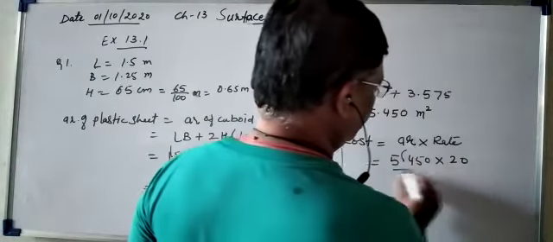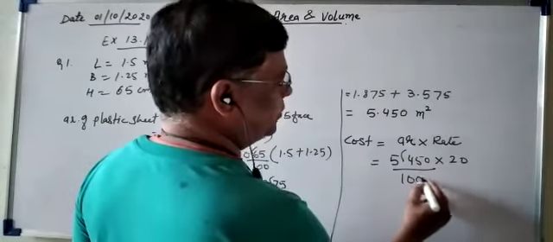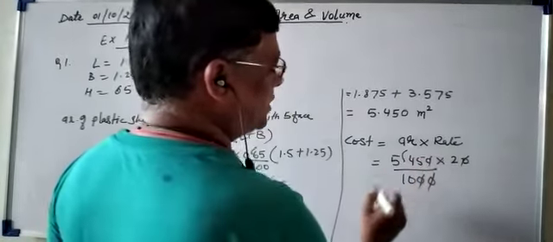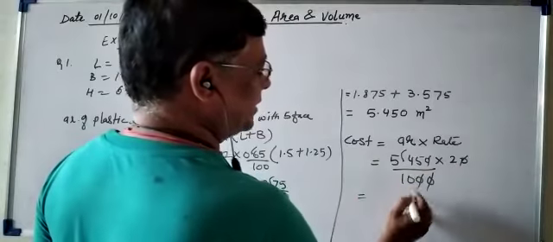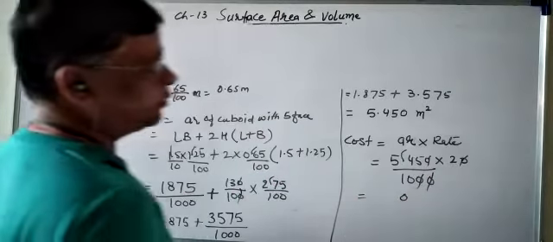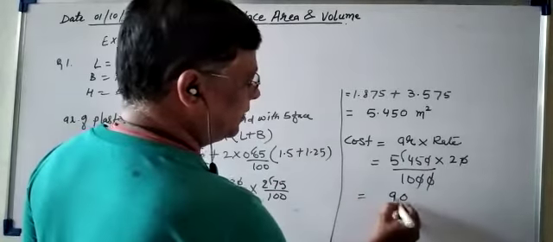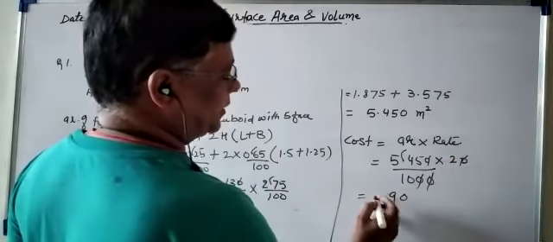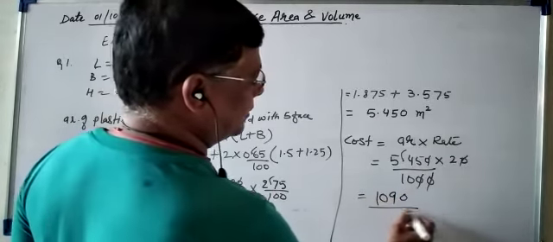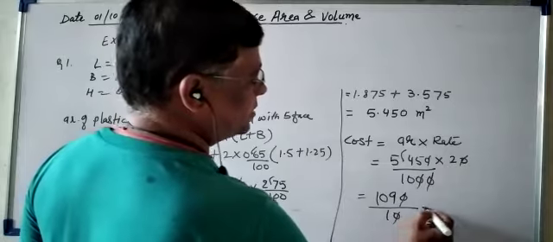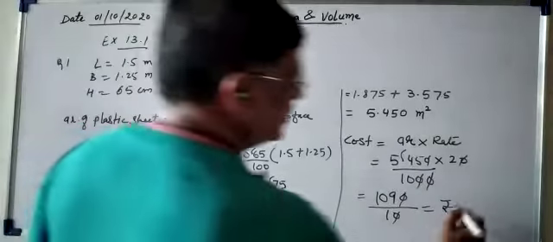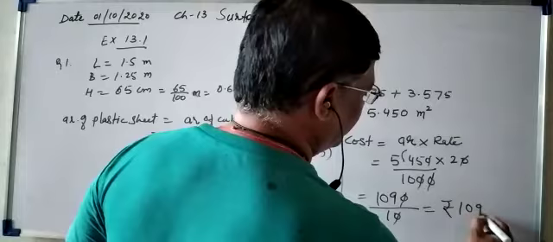Remove these, 1 to 1 cut, 2 to 2 cut. Now just multiply them. 2 fives are 10, 2 fours are 8, and here is 10, so this 0 is cut. So the total cost of the sheet is 109.